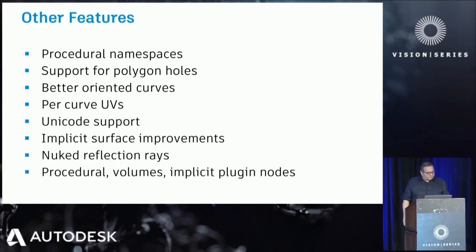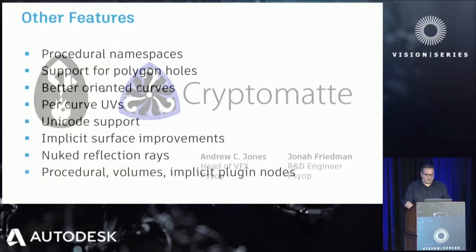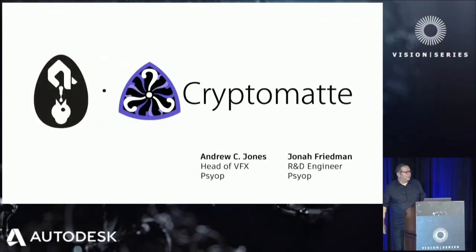Other features new in Arnold 5. So, yeah, I'll let you read. For users, I think per curve UVs is something that was requested very often. Support for polygon holes is important for Maya users because it means text now renders correctly out of the box. And many other things. That's it for the first round of new features in Arnold 5, and now I'm going to pass to Andrew to talk about Cryptomatte.